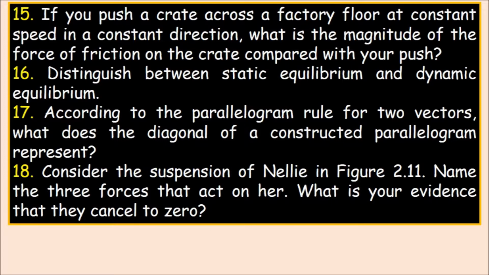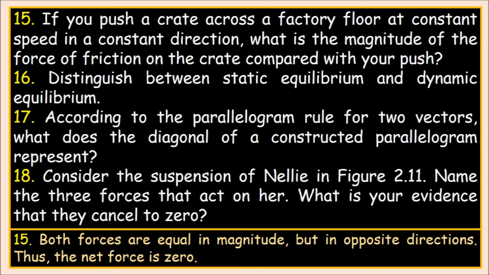Okay, if you push a crate across a factory floor at constant speed and constant direction, what is the magnitude of the force of friction on the crate compared with your push? Well, it would be the same, because you're going at a constant velocity. If you think about it, the only force you're applying is to keep it constant, and what would stop it ultimately would be the friction.